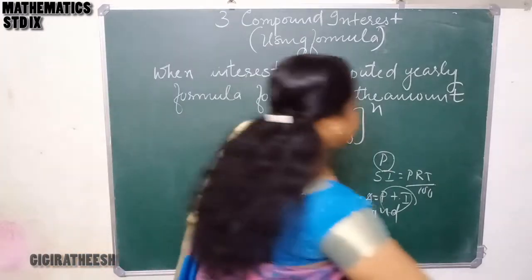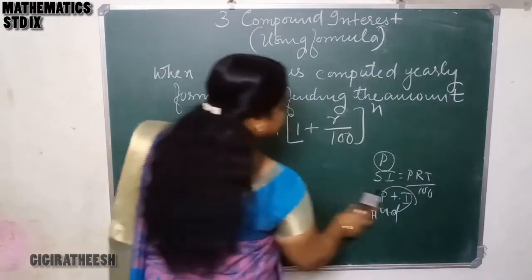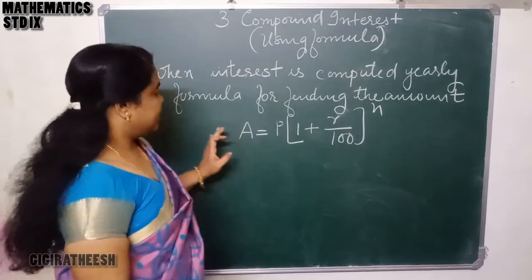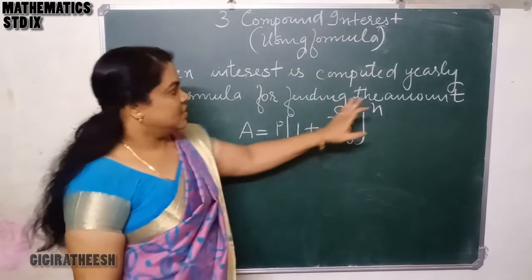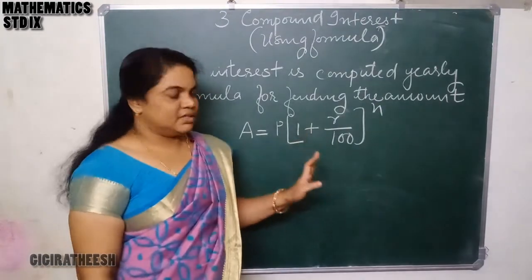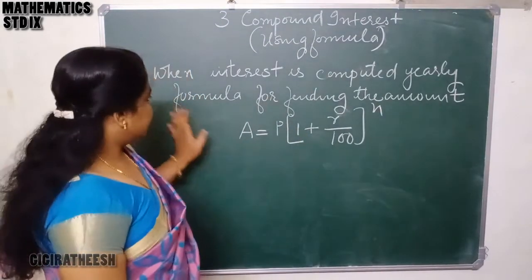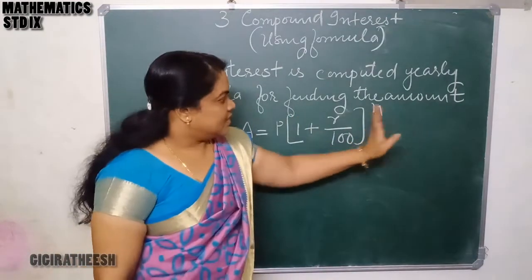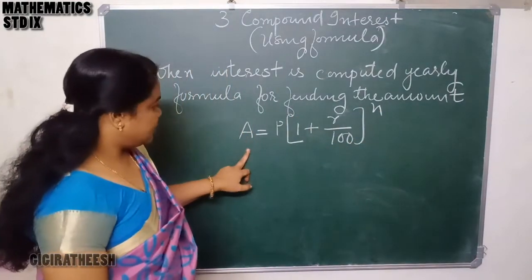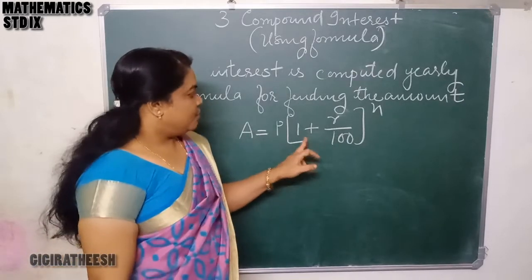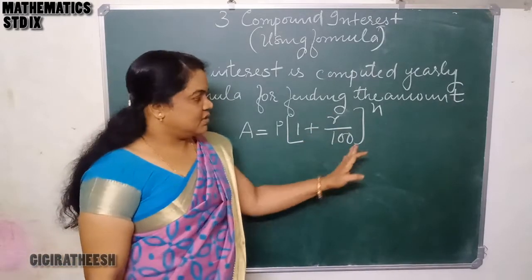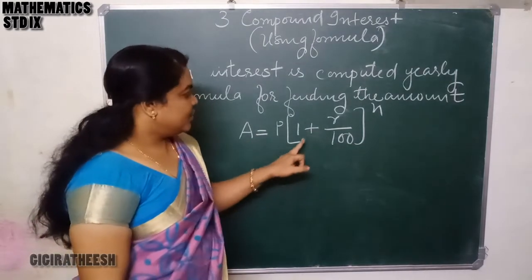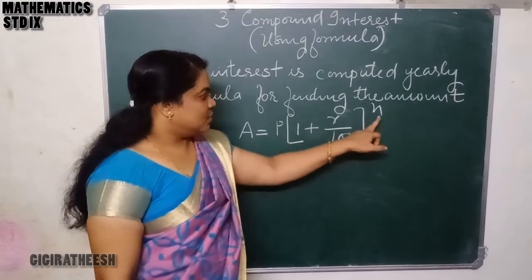Here we are studying calculating compound interest using the formula, for yearly, half yearly and quarterly. When interest is computed yearly, the formula for finding the amount A is equal to P into 1 plus R by 100, the whole raised to N.